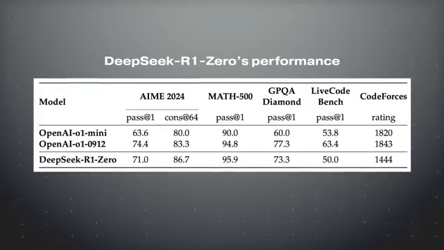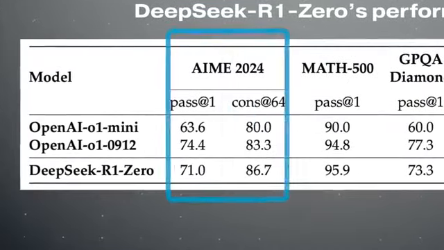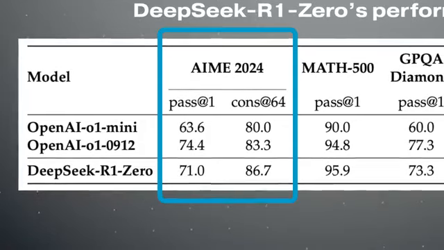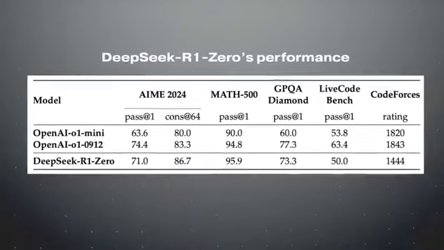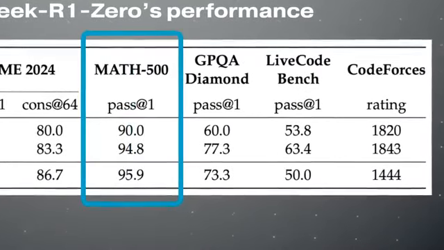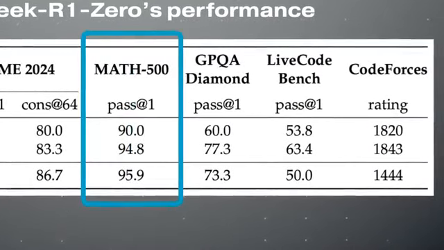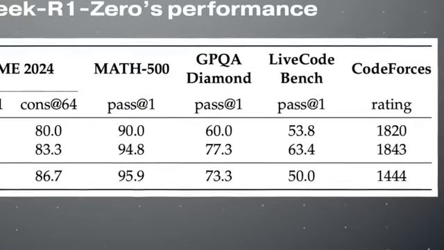And the benchmark results are incredible. On the AIME 2024 mathematics benchmark, DeepSeek achieves 71% accuracy, while GPT-o1 Mini achieves 63.6%. And on the Math 500 benchmark, it beats both o1 Mini and o1-1217, but it performs worse on coding tasks in Codeforces and LiveCodeBench.